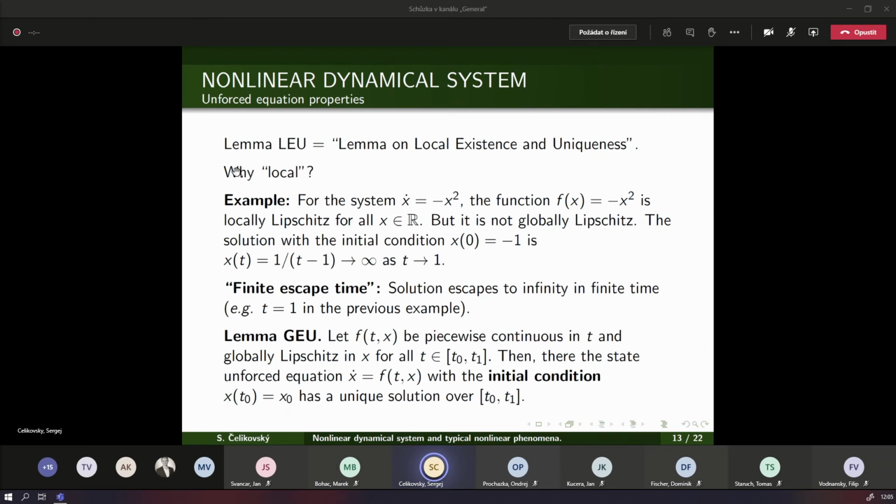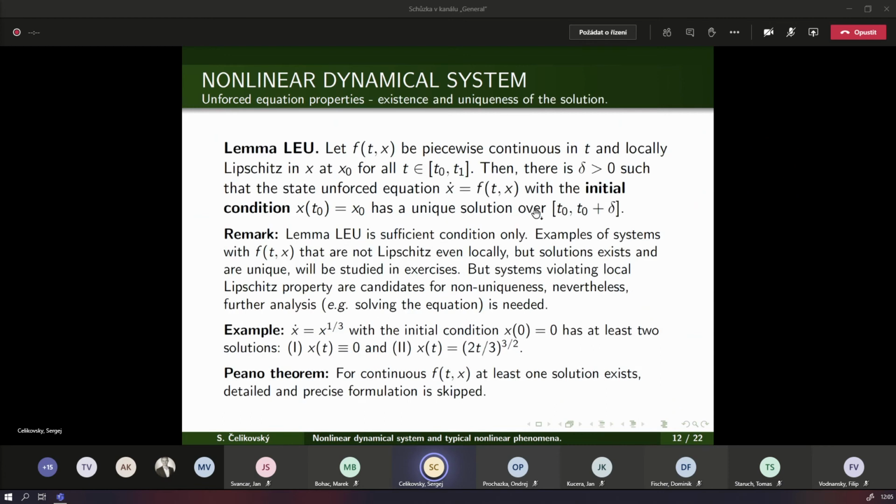So why local? Okay, so now we came to another problem. Here you see that if you don't have even this local Lipschitz property, then you may have two solutions, but at least one solution exists. But only locally.